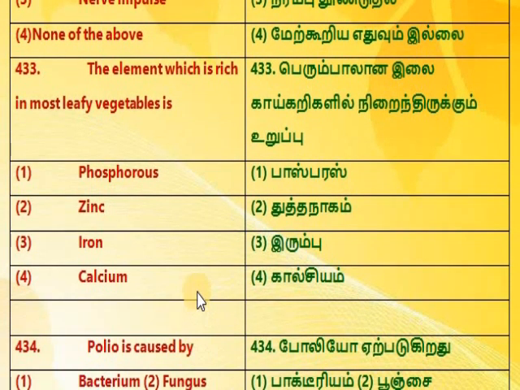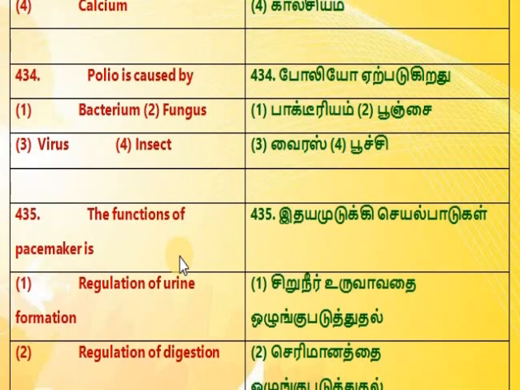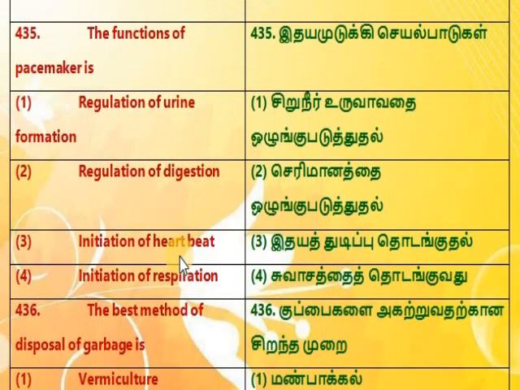433. The element which is rich in most leafy vegetables is 1. Phosphorus, 2. Zinc, 3. Iron, 4. Calcium. 434. Polio is caused by 1. Bacterium, 2. Fungus, 3. Virus, 4. Insect. 435. The function of pacemaker is 1. Regulation of urine formation, 2. Regulation of digestion, 3. Initiation of heartbeat, 4. Initiation of respiration.